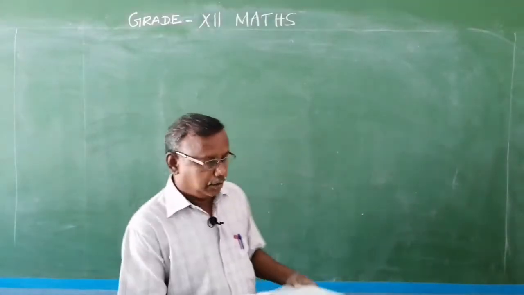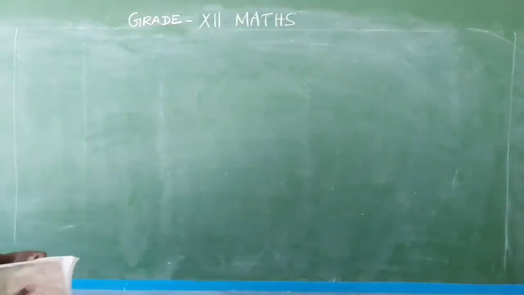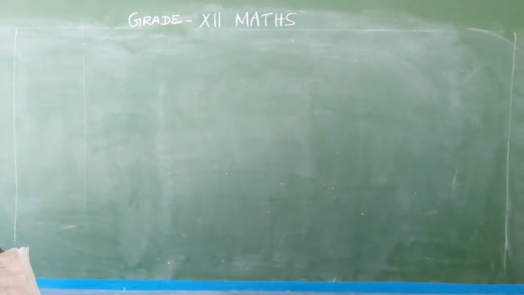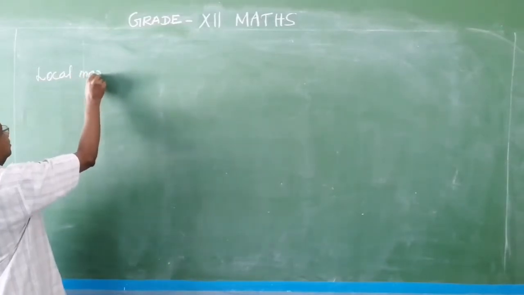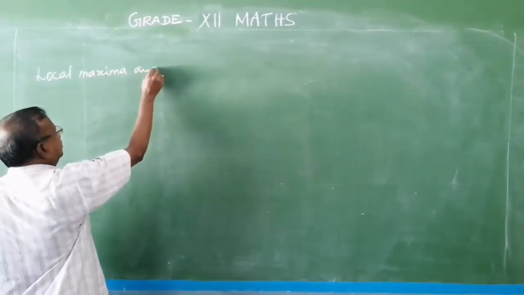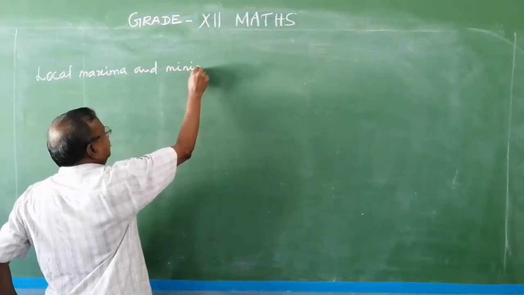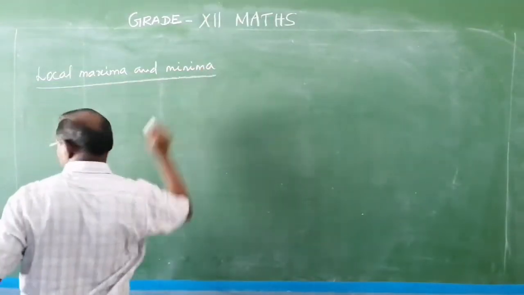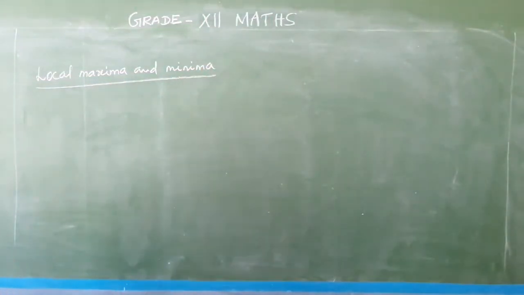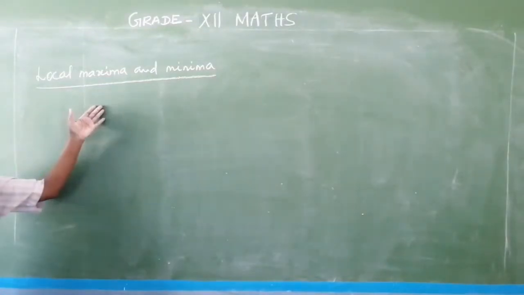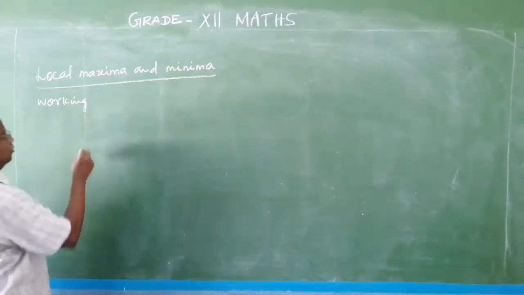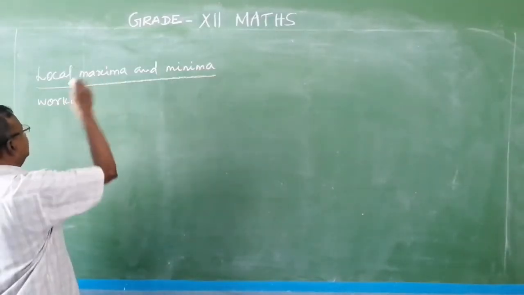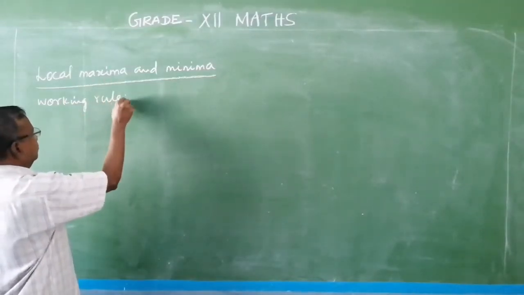Now, using the second derivative test, we are going to solve problems finding local maxima and minima. Even though you have studied the theorem, let us reform it by a working rule. This working rule will help you to solve the problems based on this method.